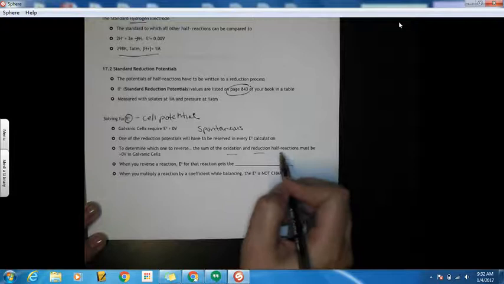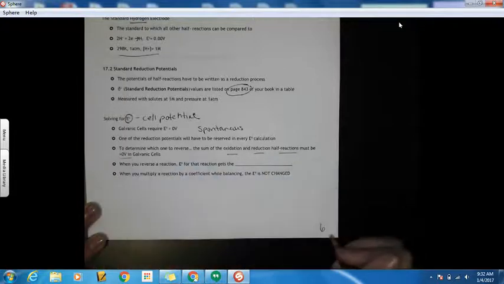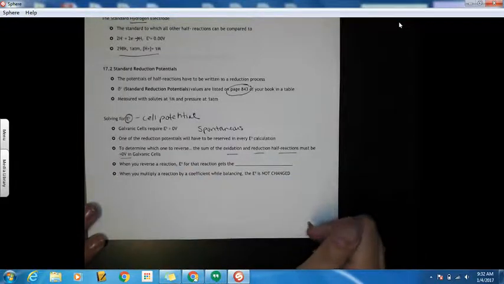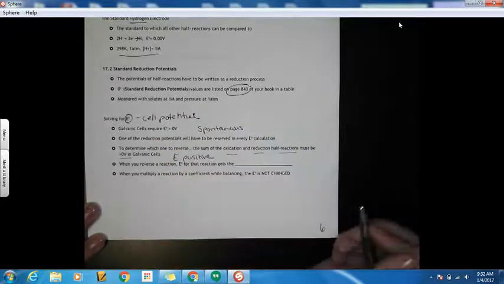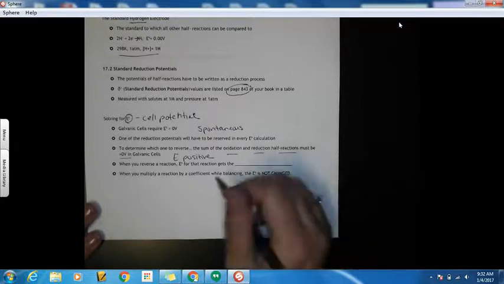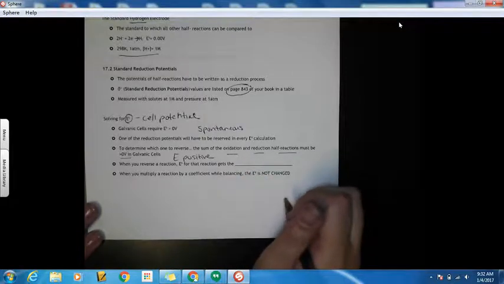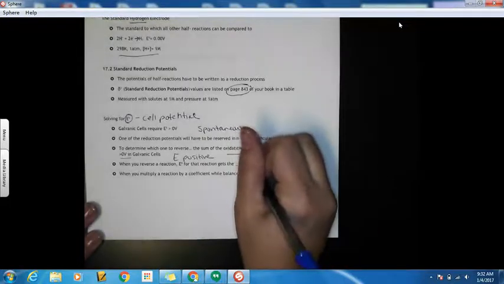So to determine which one to reverse, we want the sum of the oxidation and reduction half reactions to be greater than 0. We want to make sure that E is positive. Okay, E has to be positive. So when we reverse a reaction, the E for that reaction gets the opposite sign.